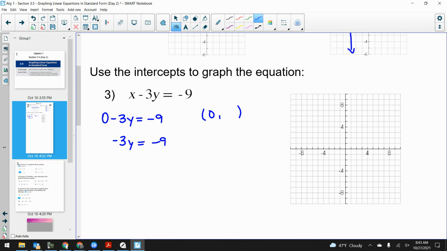How do I solve it? Not multiply, I'm already multiplying. What's the opposite of multiplication?